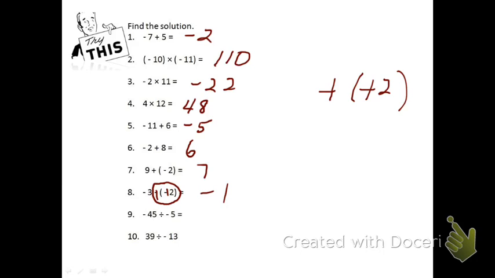Negative 45 divided by negative 5 is a positive 9. And 39 divided by negative 13 is a negative 3. Okay?